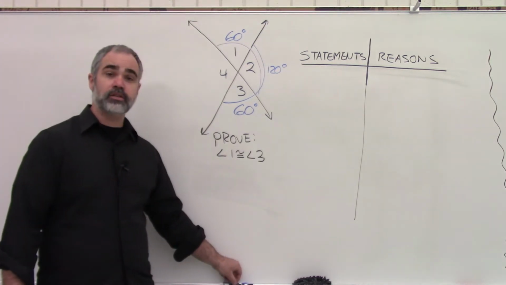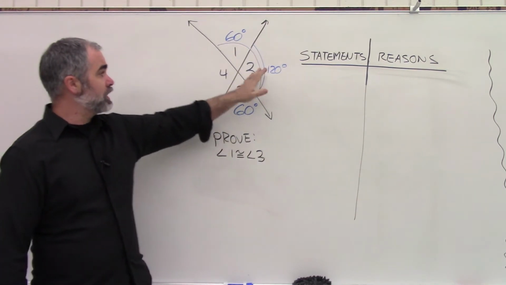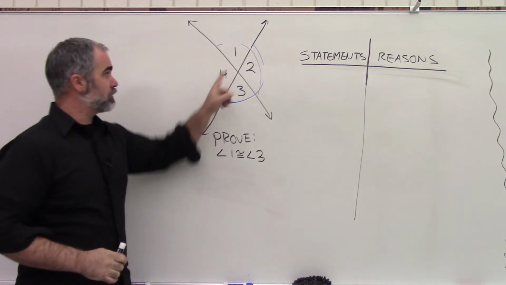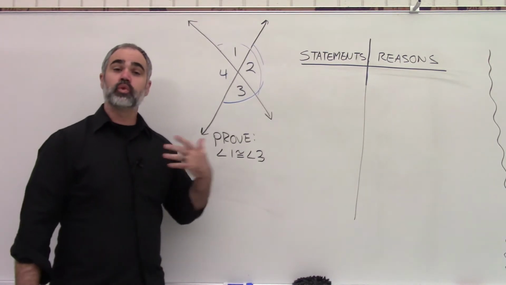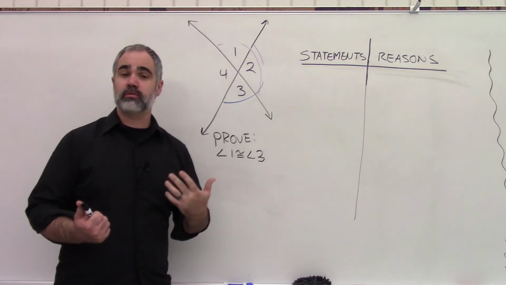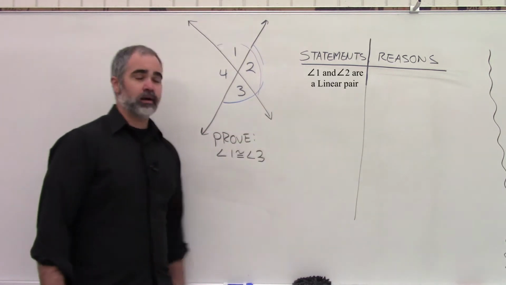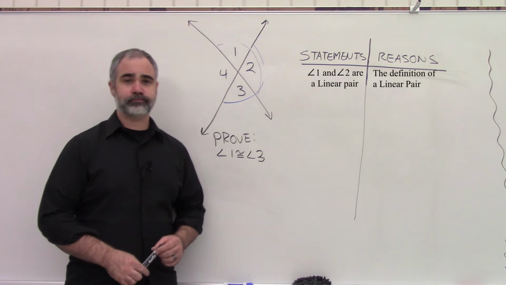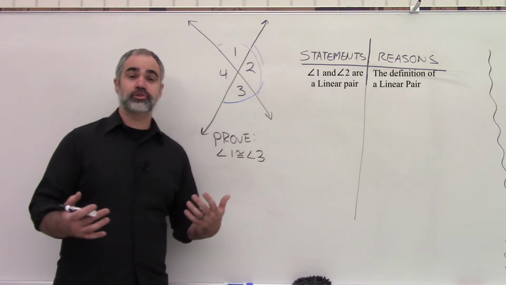The first thing that I need to do is start getting to the point where I can show that these two angles, again, I made up these angles, so I'm going to erase them now. But I want to show that angle 1 and angle 2 are in fact supplementary, so I need to start doing that. The reason I know they're supplementary is that they are a linear pair. So I'm going to start with that. Angle 1 and angle 2 are a linear pair. I'm going to go ahead and put that up there. The reason is the definition of a linear pair, that just says that that's the shape of them.